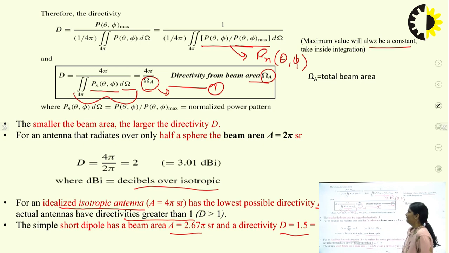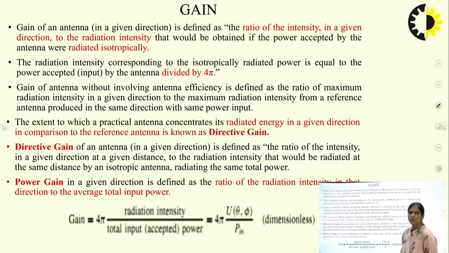Okay. Now, next is gain. So, gain of an antenna, in a given direction, you can define as the ratio of the intensity in a given direction to the radiation intensity that would be obtained if the power accepted by the antenna were radiated isotropically.